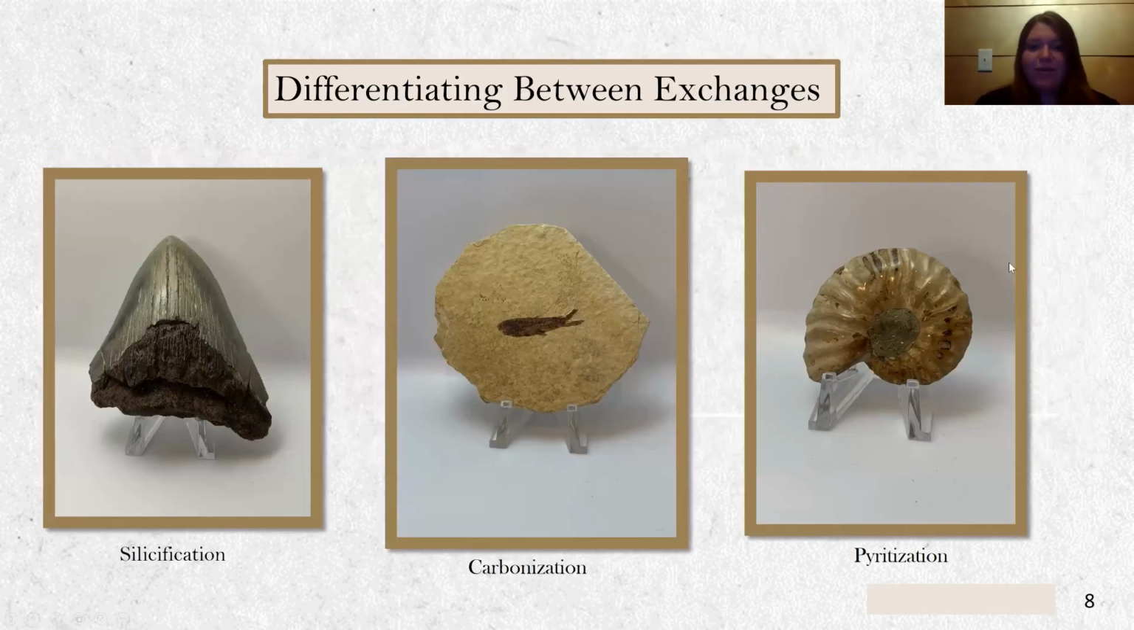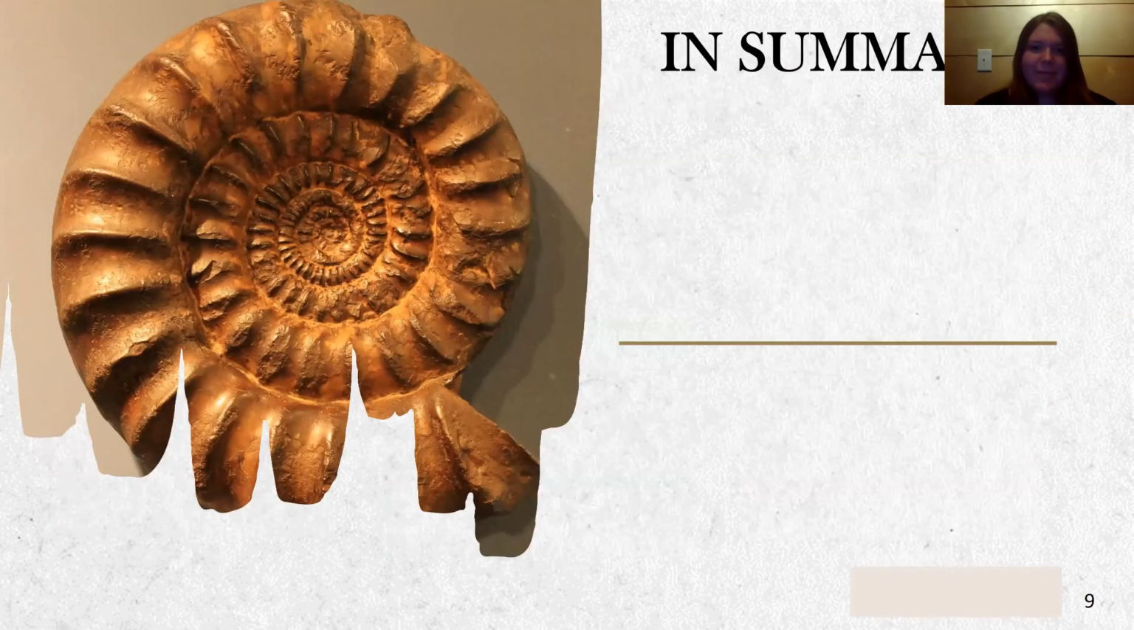There's also a good way to differentiate between the exchanges, mainly through visual observations. Silica fossils will again appear blue and gray in color, which makes them unique. Carbon fossils are going to be brown, and they often retain some other types of etchings, including the skin, such as this fish fossil. And pyritization is, of course, going to be golden and shiny, just like pyrite.